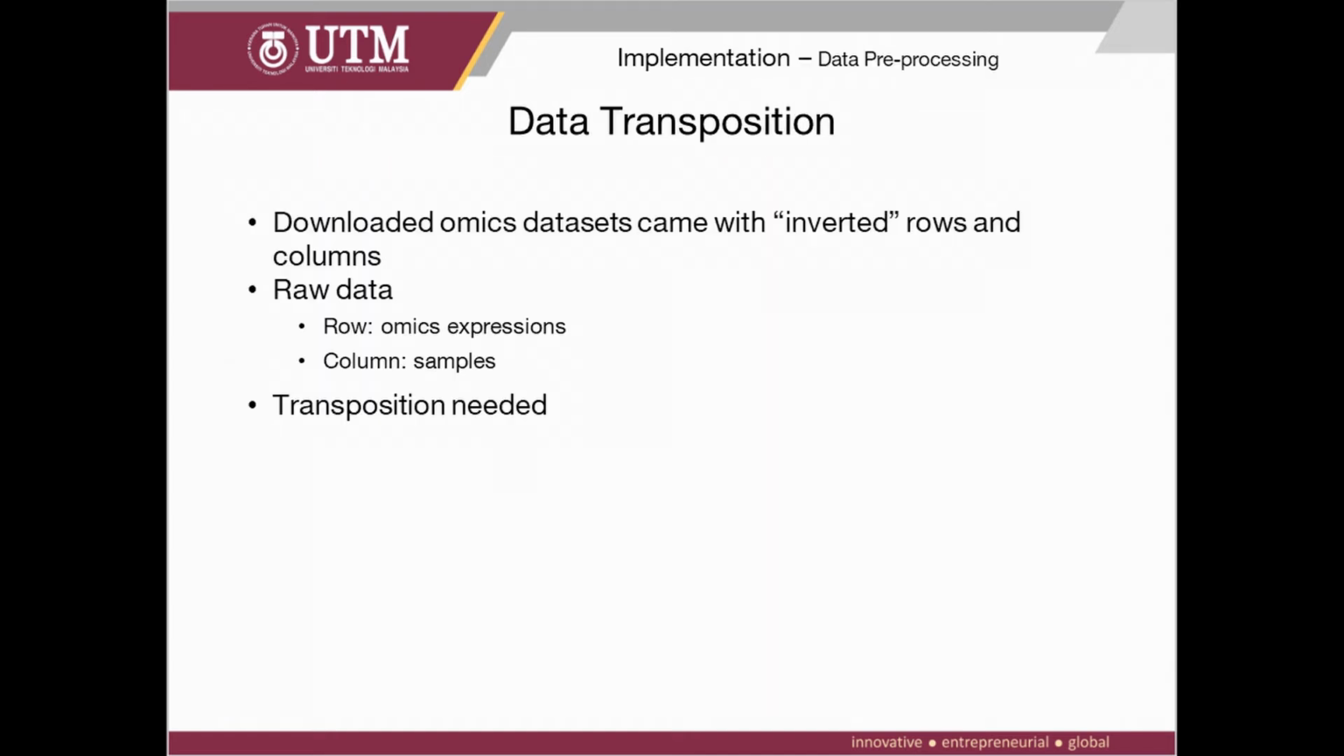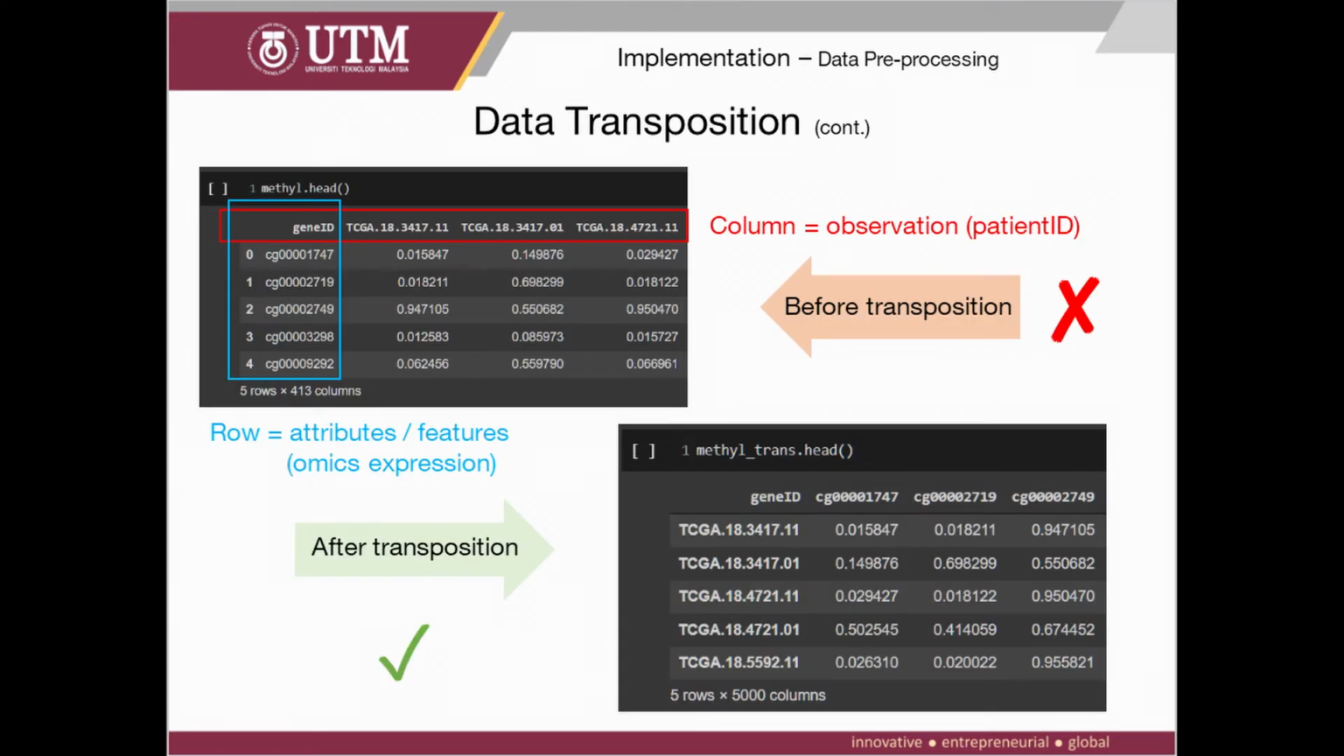As mentioned previously, the raw omics data came with inverted rows and columns. In the raw omics data, the rows represent the omics expression, while the columns represent the samples. To proceed with the experiment, data transposition is required. As shown in the figure at the top left corner, the raw dataset has the rows as omics expression, while the columns are samples. After performing data transposition, as shown in the bottom right corner, the omics data now have a proper data structure in which the rows represent the samples, while the columns represent the omics expression.